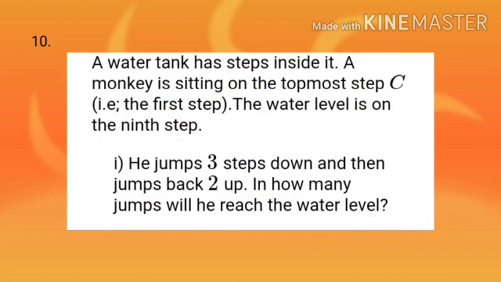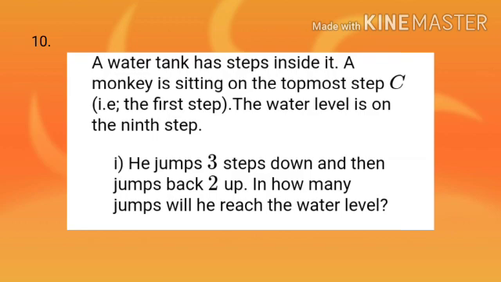Here is question number 10. It is a very interesting question based on practical application of integers. A water tank has steps inside it. A monkey is sitting on the topmost step, which means that it is on the first step. The water level is on the 9th step. For the first subdivision, he jumps 3 steps down and jumps back 2 steps up. In how many jumps will he reach the water level?